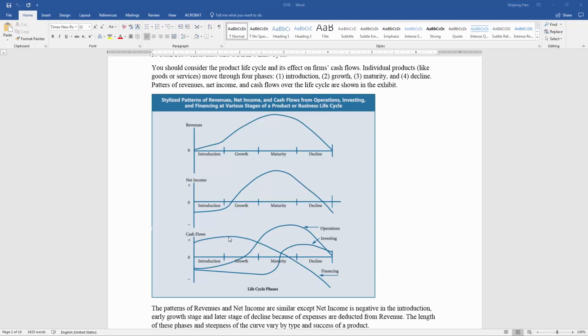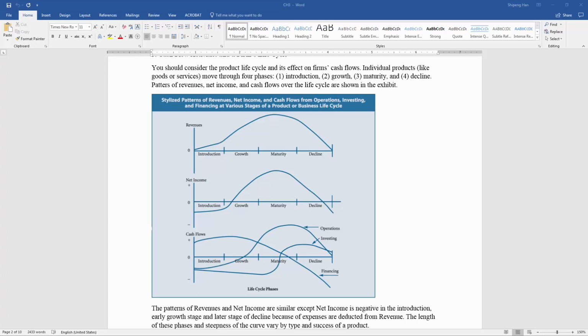We can think about a company in its introduction stage. Such a company relies on financing, the funds from financing, to support its two other activities. One is operating, one is investing. That's why in the early stage of a company, the net cash flow from financing is positive. For the other two activities, it is negative, because at this stage the company relies on financing to support its investing and operating activities.